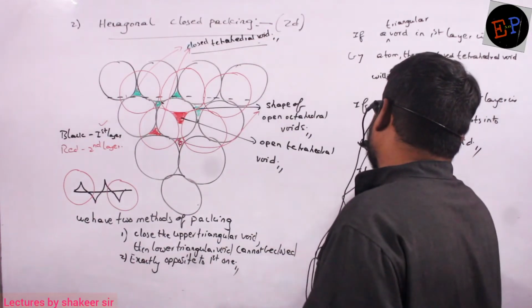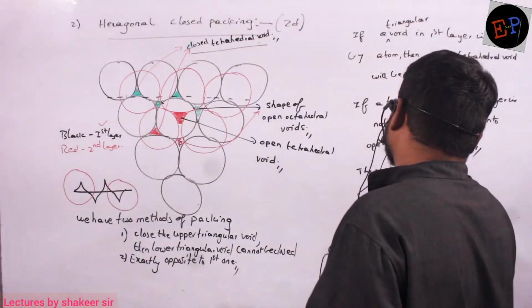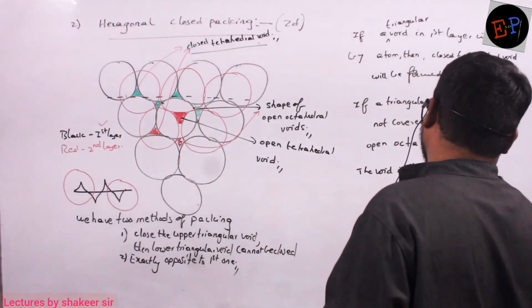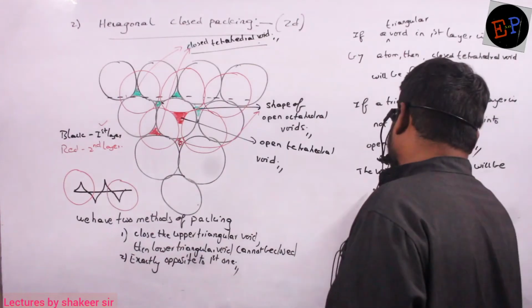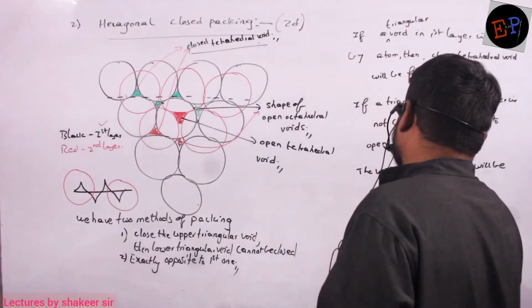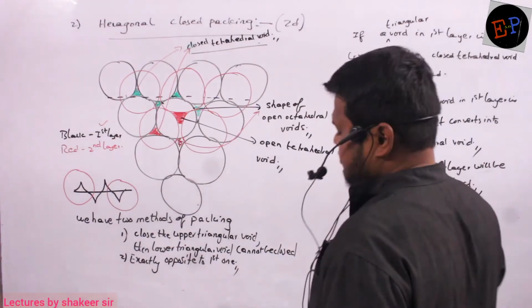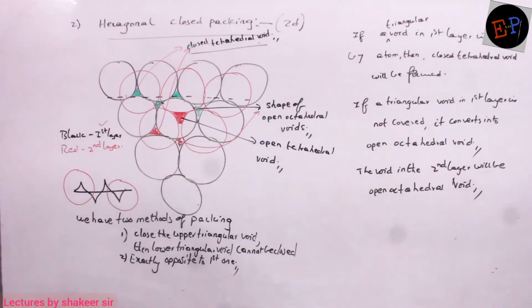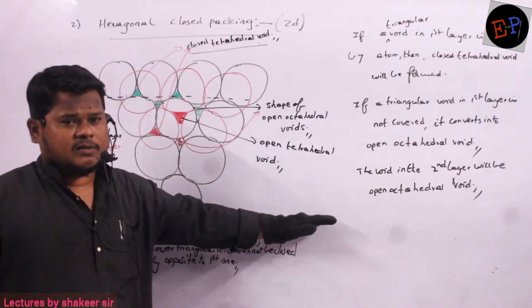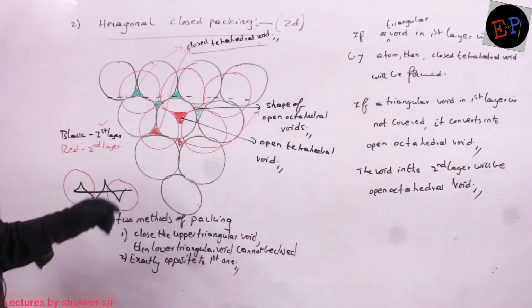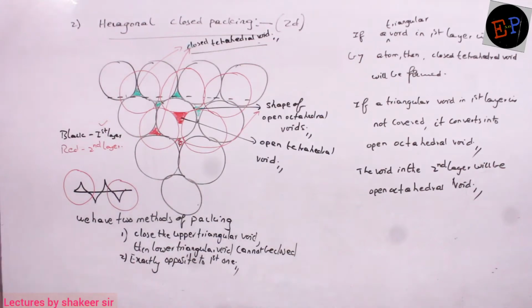And the void in the second layer will be an open octahedral void. So understood? Which type of void is formed by closing one void? You are able to understand, no? So these are the 3 types of voids which are formed by forming the second layer. Are you able to understand? Completed up to here? Make a note up to there.